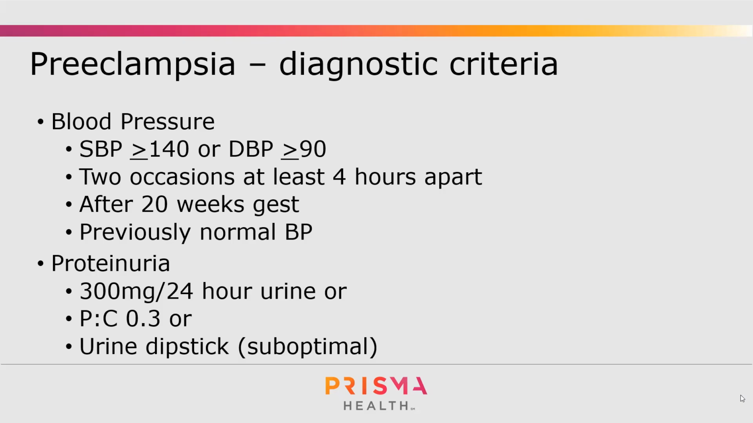And then the last method is by urine dipstick, like you would do on a patient when they come in for a prenatal visit. This is suboptimal. There are a lot of false positives, a lot of false negatives. But if you have nothing else, a urine dipstick that has 2+ protein or greater in it can be used for diagnosis, especially if you have other findings.